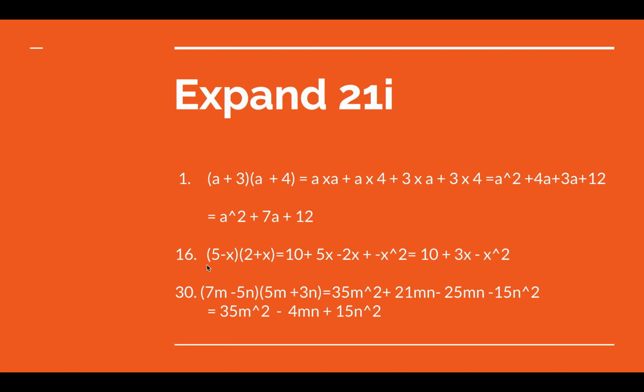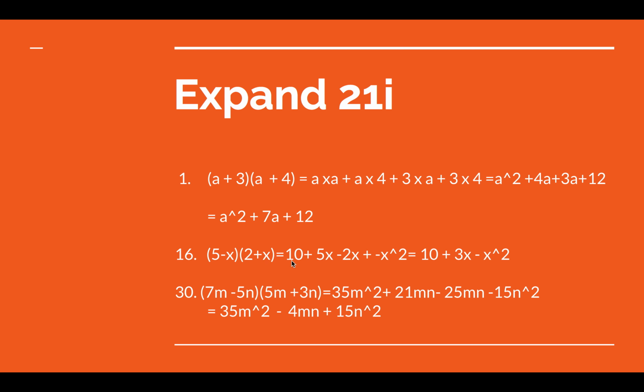Here we've got the expression 5 minus x and then 2 plus x. So we're going to multiply these two sets of brackets together. Again, it's the same pattern: 5 multiplied by 2, 5 multiplied by x, and then minus x multiplied by 2, minus x multiplied by x. So this is what we wrote here in the second step. 5 multiplied by 2, we get 10. 5 multiplied by x, we get 5x. Minus x multiplied by 2, we get minus 2x. Then minus x multiplied by x, we get minus x squared.